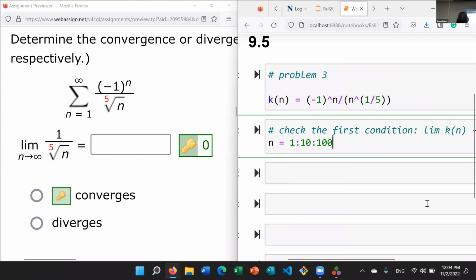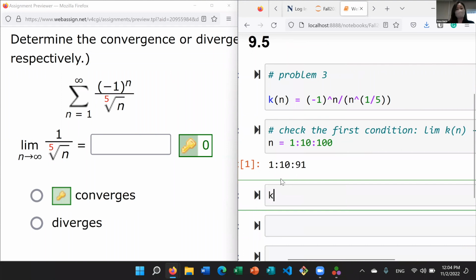So this means I'm going to try numbers all the way to 100. I don't want to calculate every one of them. I only want to see every 10th one: 1, then 11, and so on and so forth. That's what I want to do. Then let's look at this.